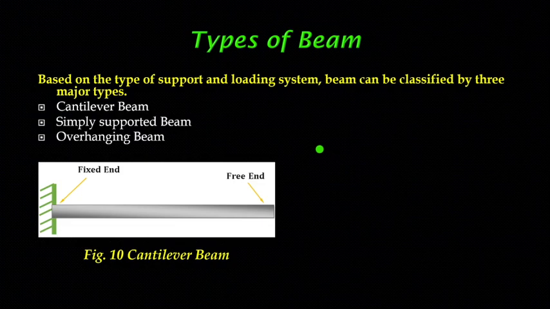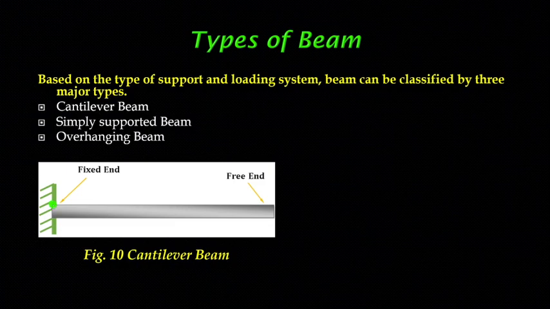Based on this, there are three major and important types of beam, based on support: cantilever beam, simply supported beam, and overhanging beam. First, we are discussing the cantilever beam. So, what is a cantilever beam? If the beam is inserted in a wall, this is a fixed end as it is inserted. So this end is the fixed end.